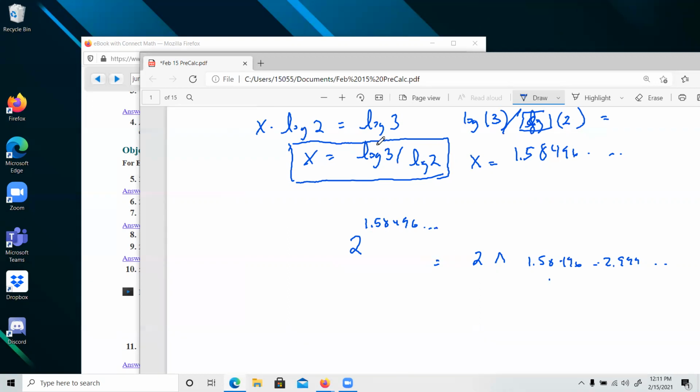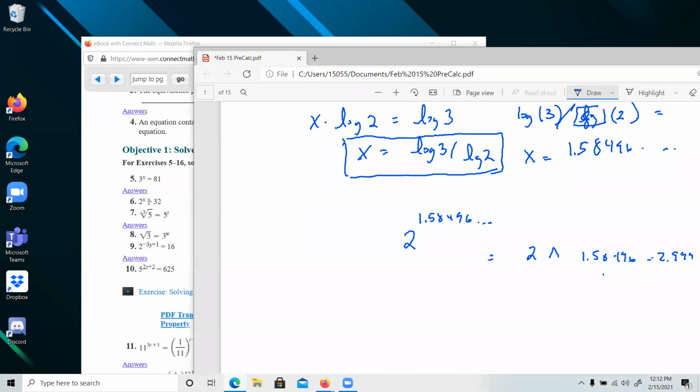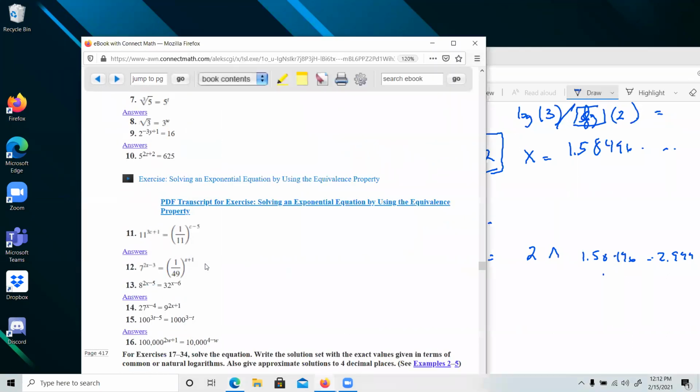All right, so let's jump to something a little bit harder. I think number 14 is the one in your book, but we'll start with number 13 and we'll maybe do 2.